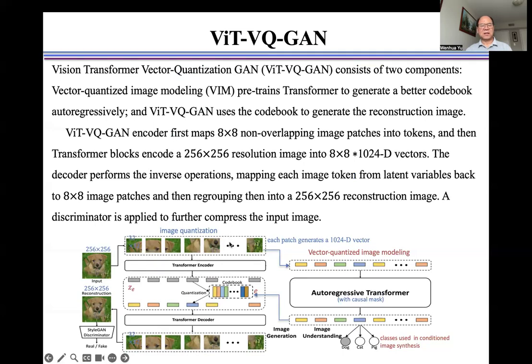This is the architecture of ViT-VQ-GAN. This is the ViT-VQ-GAN model, and this is a vector quantized image modeling model. This is the encoder, this is the decoder, and this is the discriminator. This is the autoregressive transformer. The classes here are used in conditioned image synthesis. This is the codebook.